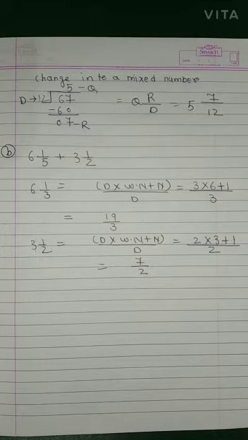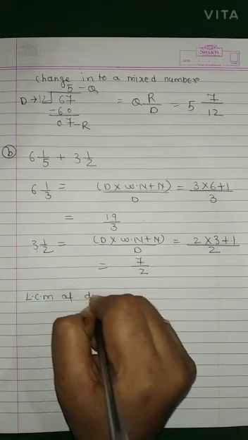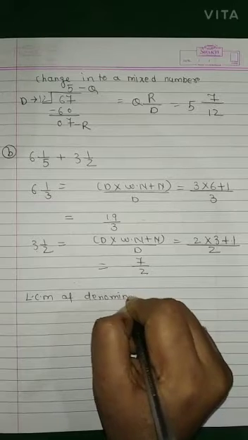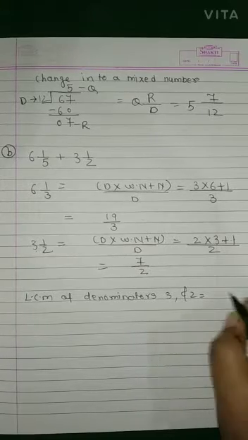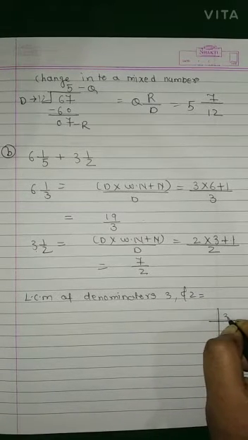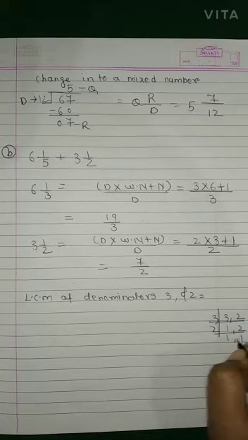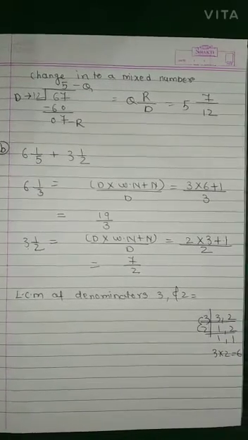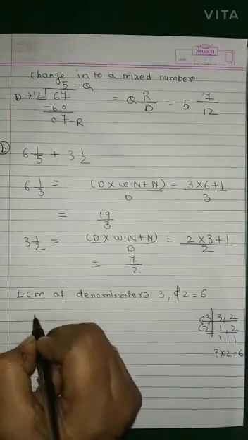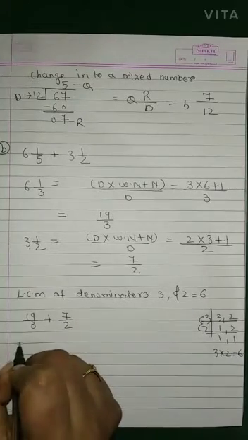Then the next step is we have to find the LCM of the denominators, 3 and 2. LCM of 3 and 2: 3 ones are 3, 3 twos are 6. What is the LCM? 6. So, 19 upon 3 plus 7 by 2.